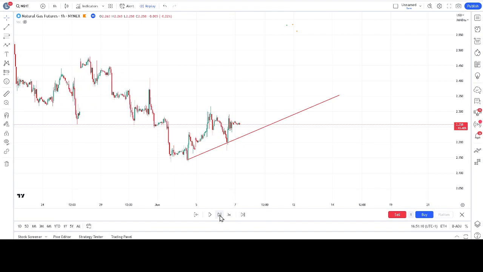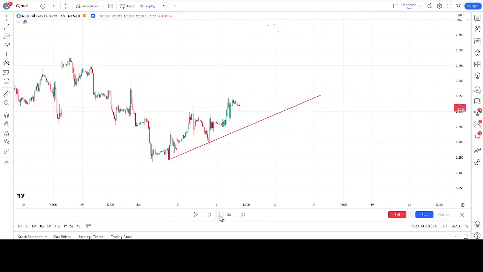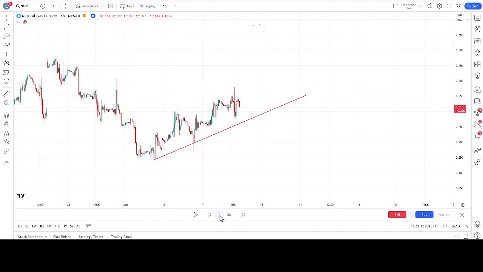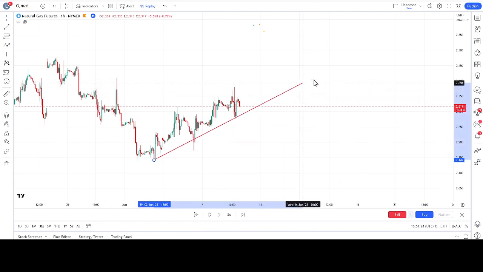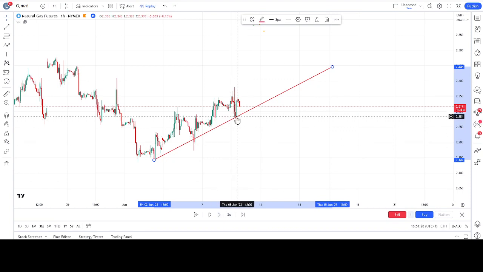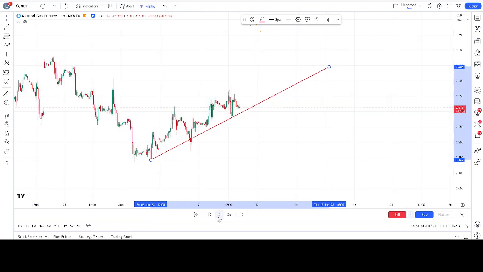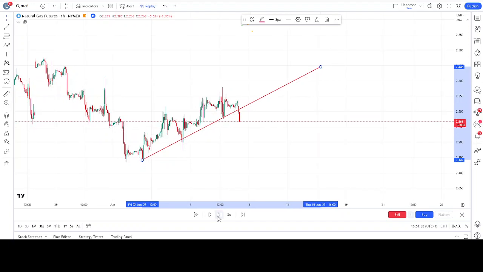Forward. Let's do so. Still making higher lows, and let's see. Okay, so there you go. So let us see. This is what it is. Perfectly fine. Okay, there you go. So you saw the break in the trend here.